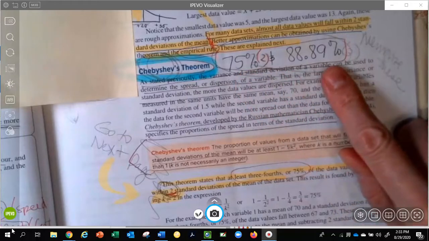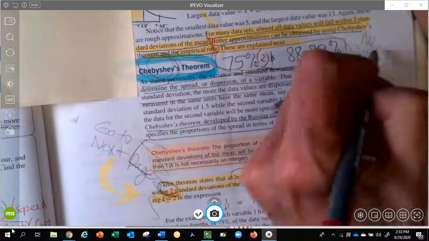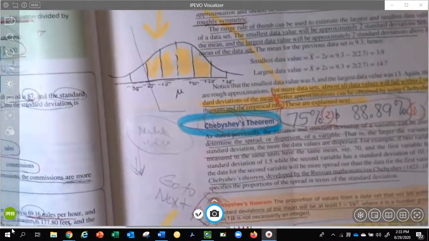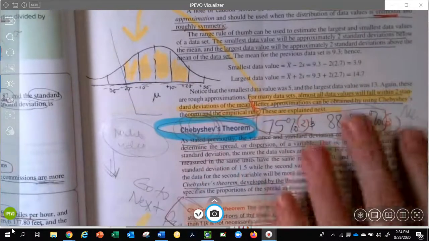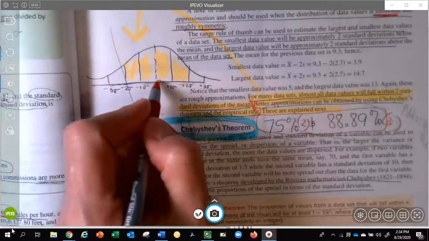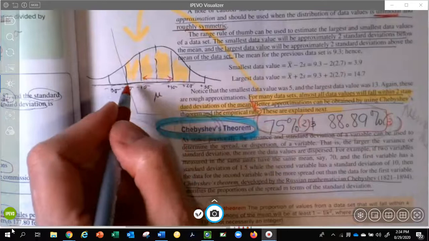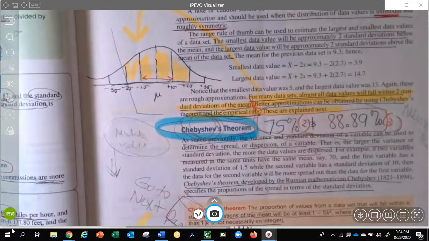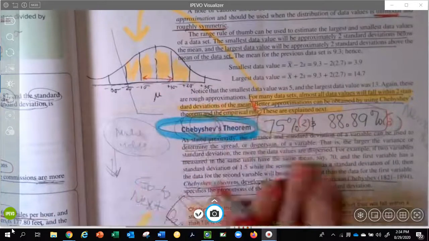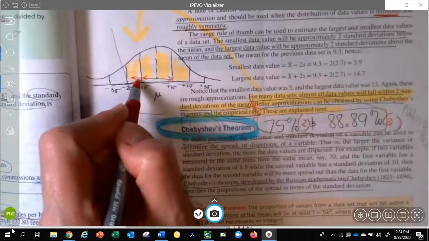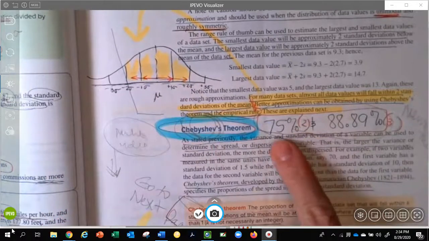But there's another amount, 88.89. You can probably see in my writing there, it represents 3 standard deviations. There's more of this on the next page, but before we go over there, I want to show you a quick drawing on our standard deviations. So 1 standard deviation, 2 standard deviations, and 3 standard deviations. 1 standard deviation is not represented here. 2 standard deviations is, and it will represent 75% of the data values.